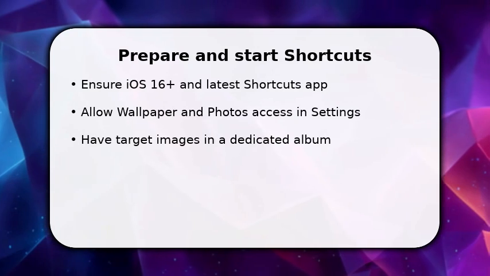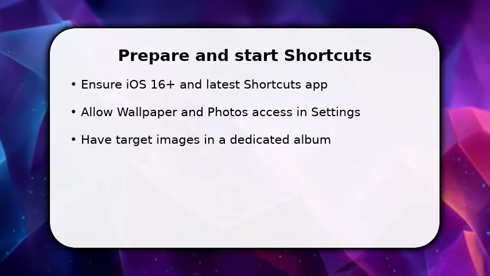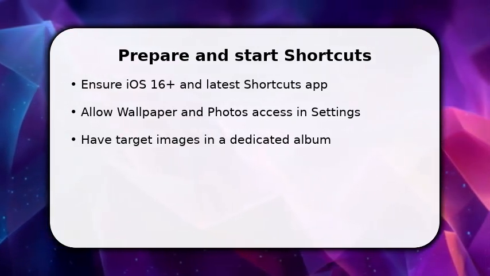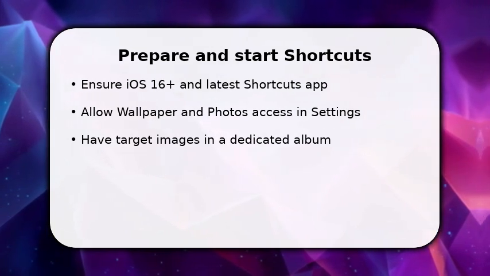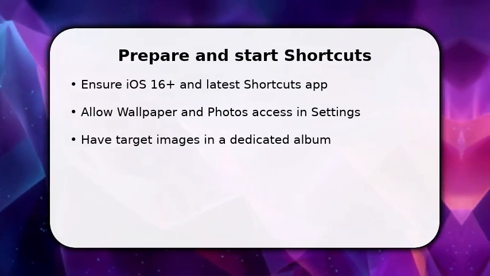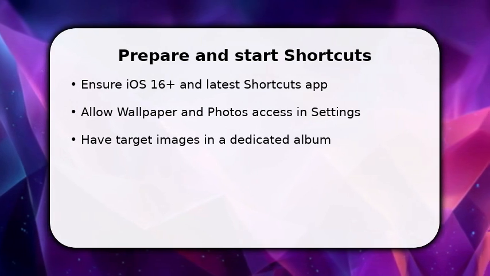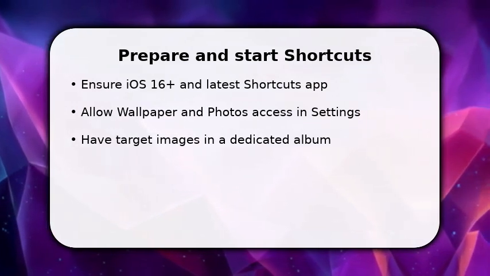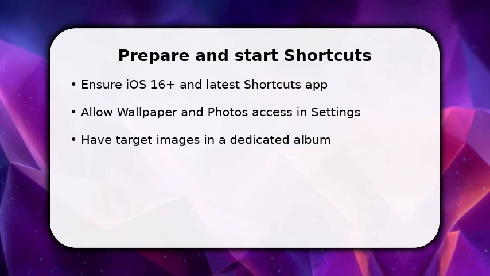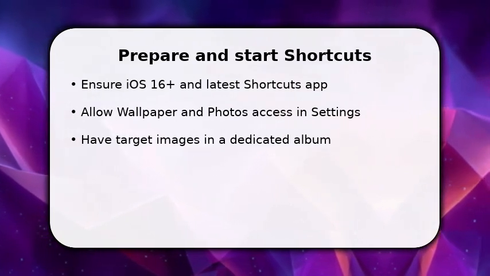You need the basics set: iOS 16 or later, the Shortcuts app, and an album with your chosen images. Open Shortcuts now and tap Plus to create an automation. Choose Personal Automation. Once done, pick a trigger: time of day, alarm, or app to run the change automatically.